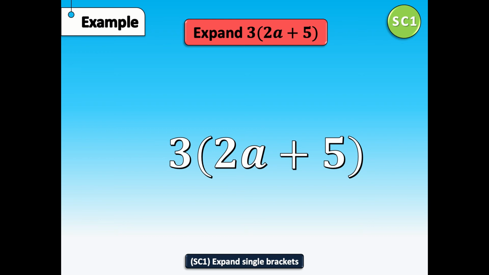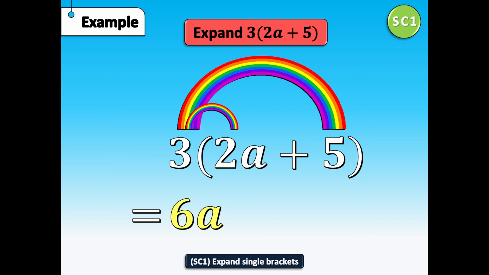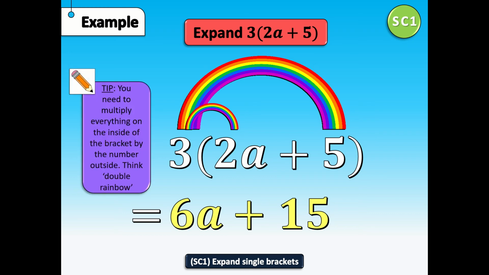So when we expand brackets, we multiply everything inside the brackets by what's outside the brackets. So we do 3 times 2a, which is 6a. Then we do 3 times 5, which is 15. So our answer is 6a plus 15. So you need to multiply everything on the inside of the bracket by the number that's outside of the bracket.